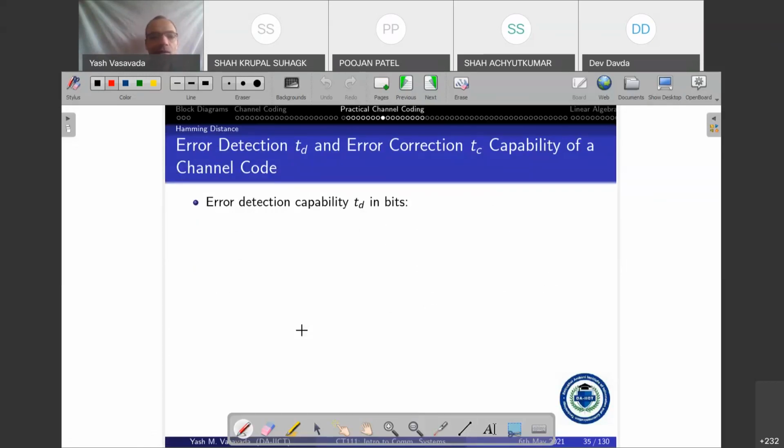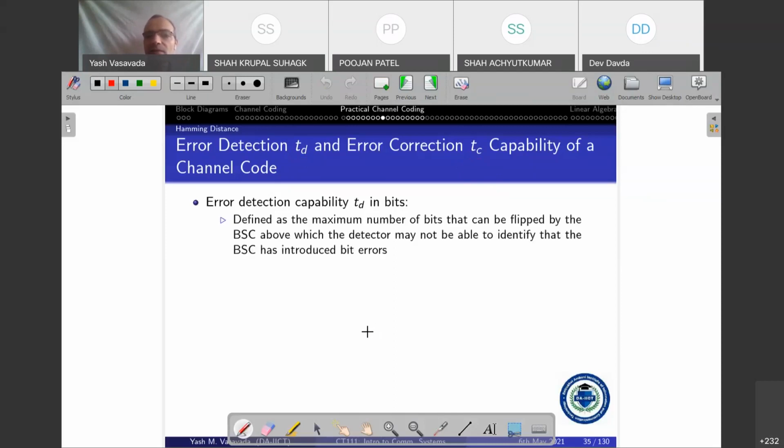Okay, so we are going to define 2 different metrics. One is what we are going to call TD. The other is TC. So what is TD? It is exactly what I said. It is the maximum number of bits that can be flipped by the BSC, beyond which the detector may not be able to identify that the errors have happened. Sometimes it may still be able to identify, but there is not a guarantee.